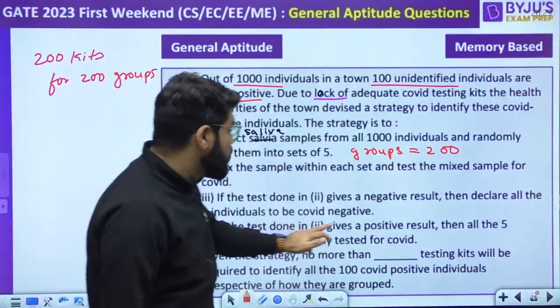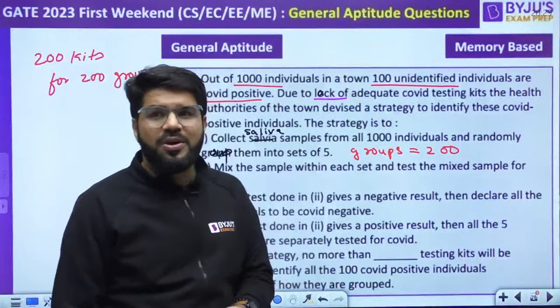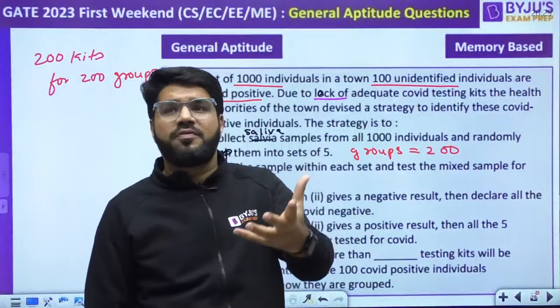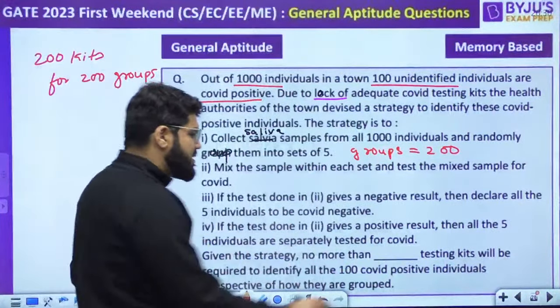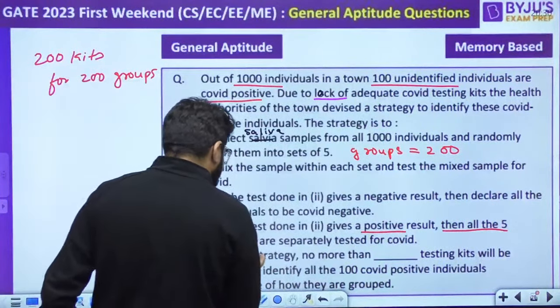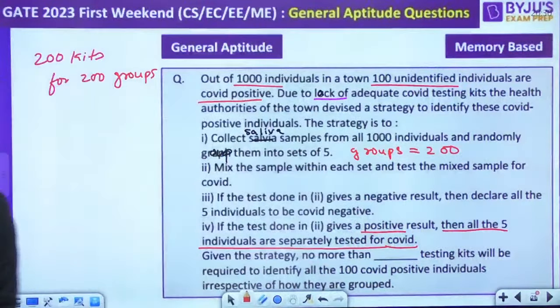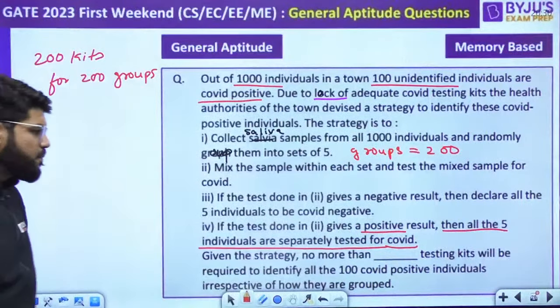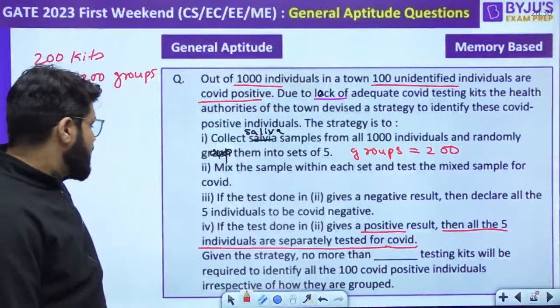But if the test done in a group gives a positive result, then we don't know whether that positive is due to any one out of the 5 or maybe all 5 positive. Then if the mixture comes positive, all 5 individuals are separately tested for COVID. So how many kits will be required?